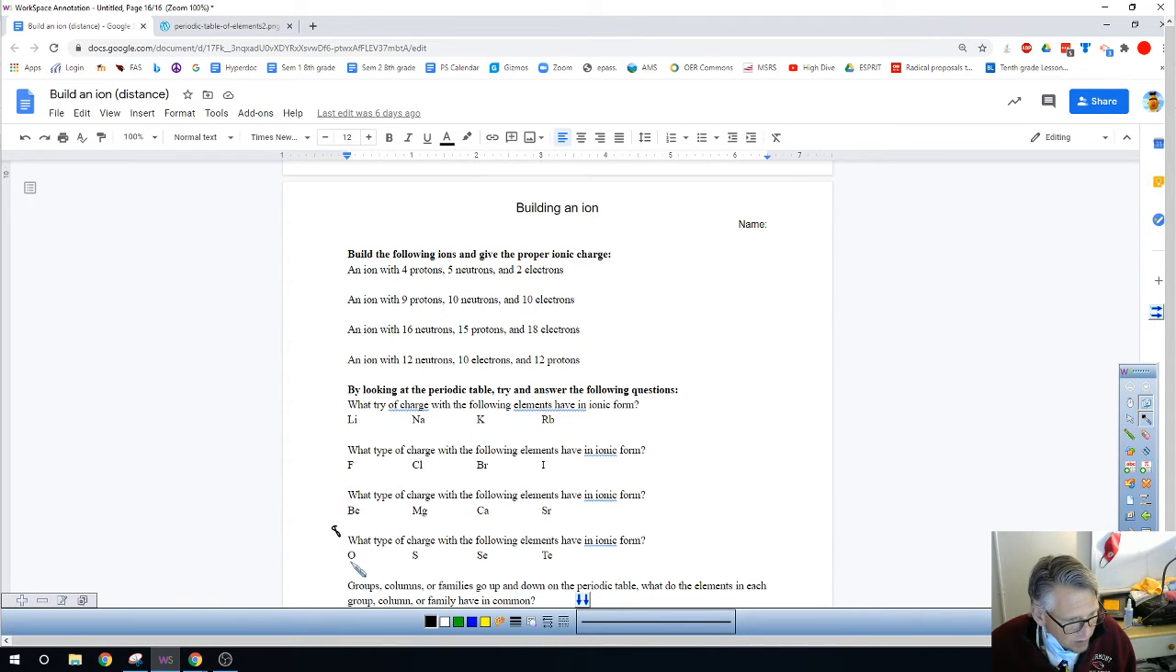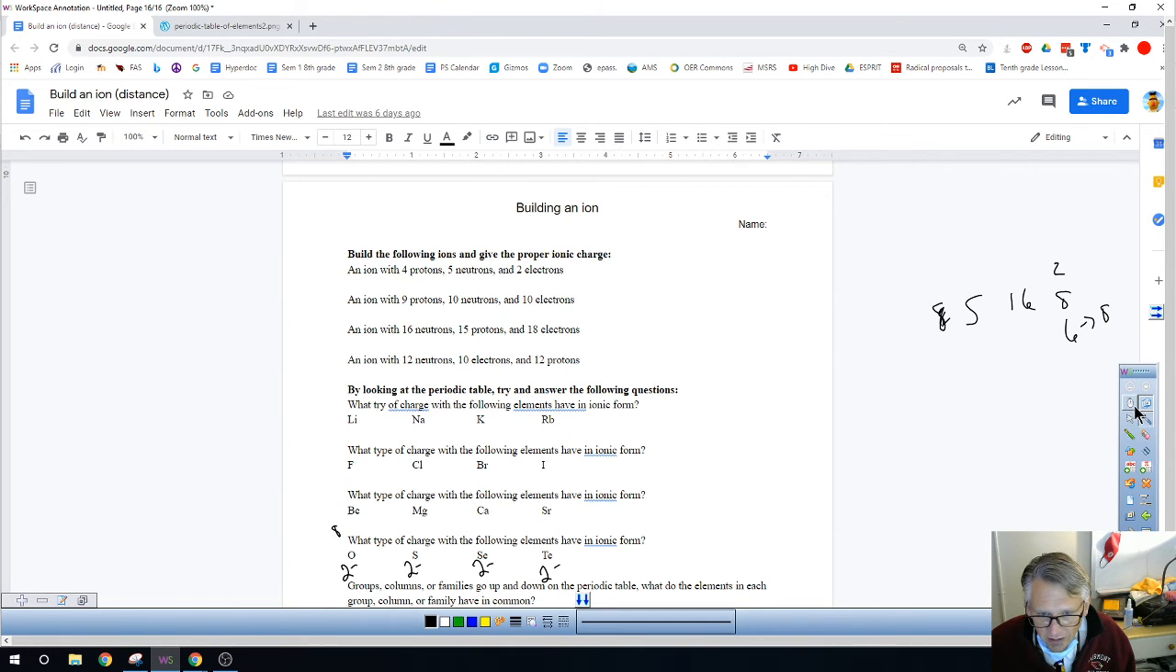6 is going to want to go to 8, so it's going to gain 2 negative electrons. So it will become a 2 negative. Oops. Sulfur is sitting with 16. That's 2 in the first, 8 in the second, and 6 in the third. 6 is going to want to go to 8, so it's going to gain 2 negative electrons. So it will be a negative 2 ion. Selenium and tellurium are right underneath it, and they will become a negative 2 and a negative 2.